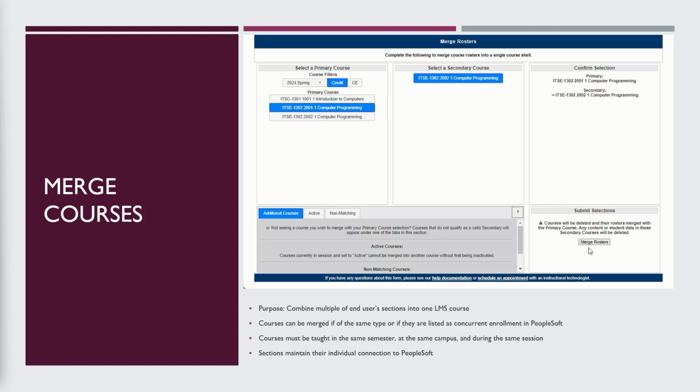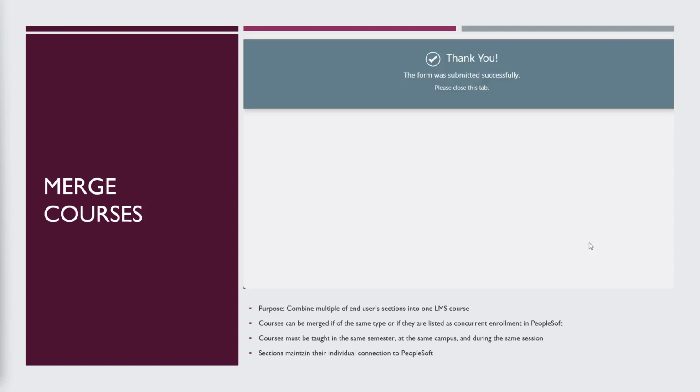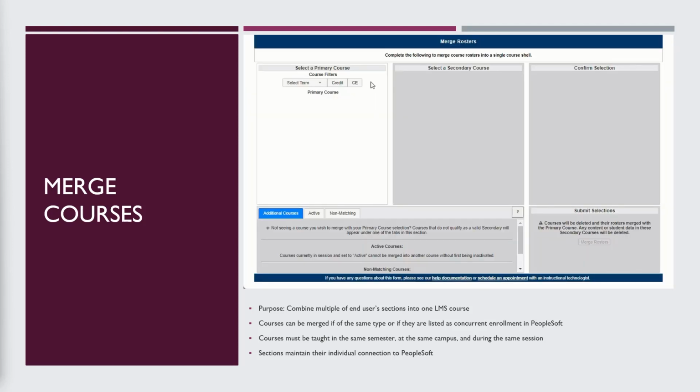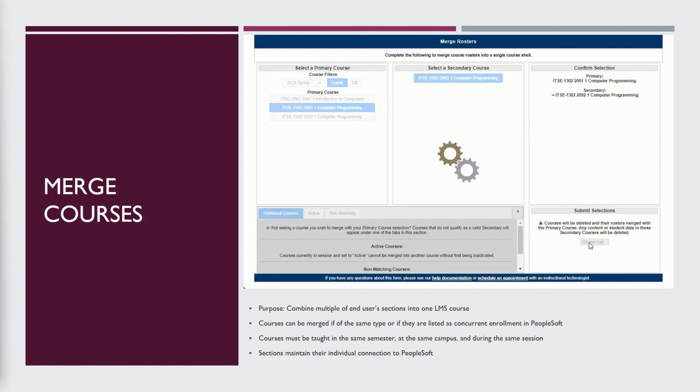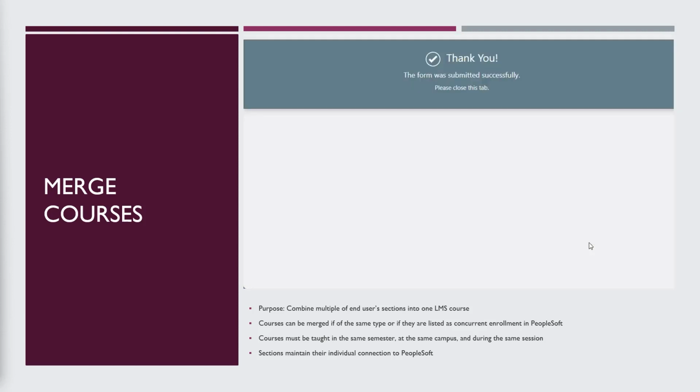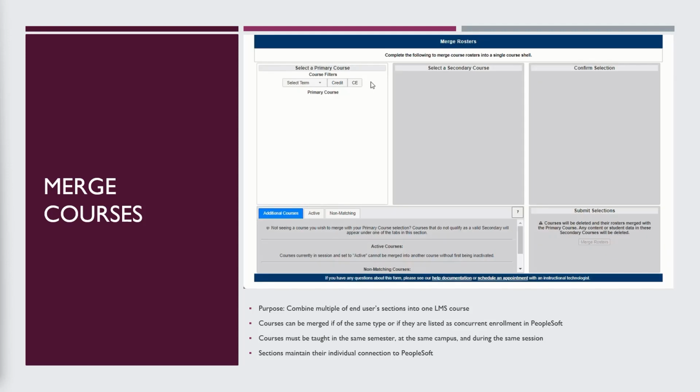When utilizing this form in the left column, the user chooses the course that they desire to be the primary course in the merge. The merged course will display the name and content from the primary course. All the content from the secondary courses is to be deleted. By selecting a semester from the drop-down, their courses are filtered for easier selection. Courses are further filtered by choosing either CR or CE for credit or continuing education.